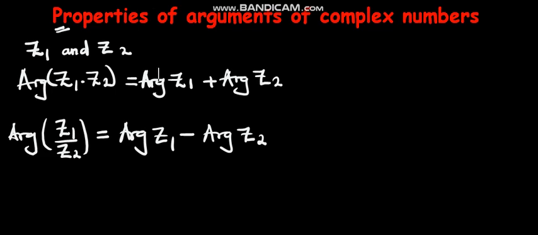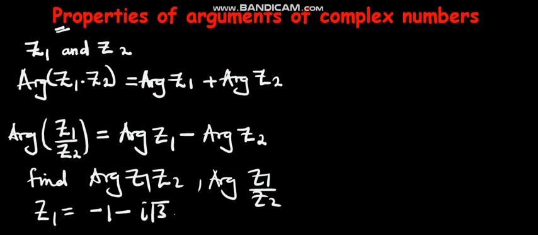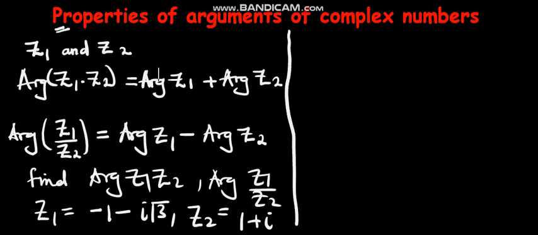Someone may say find the argument of z1 z2, comma, argument of z1 out of z2, given that z1 is equal to -1 minus i root 3, comma, z2 is equal to 1 plus i. Are we together, members? So we have to first find the argument of z1.